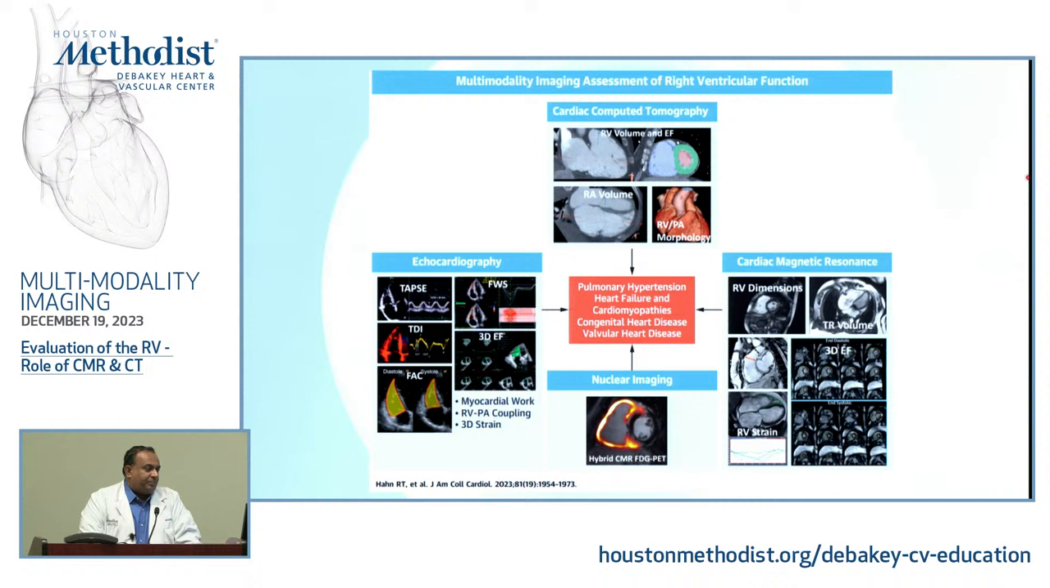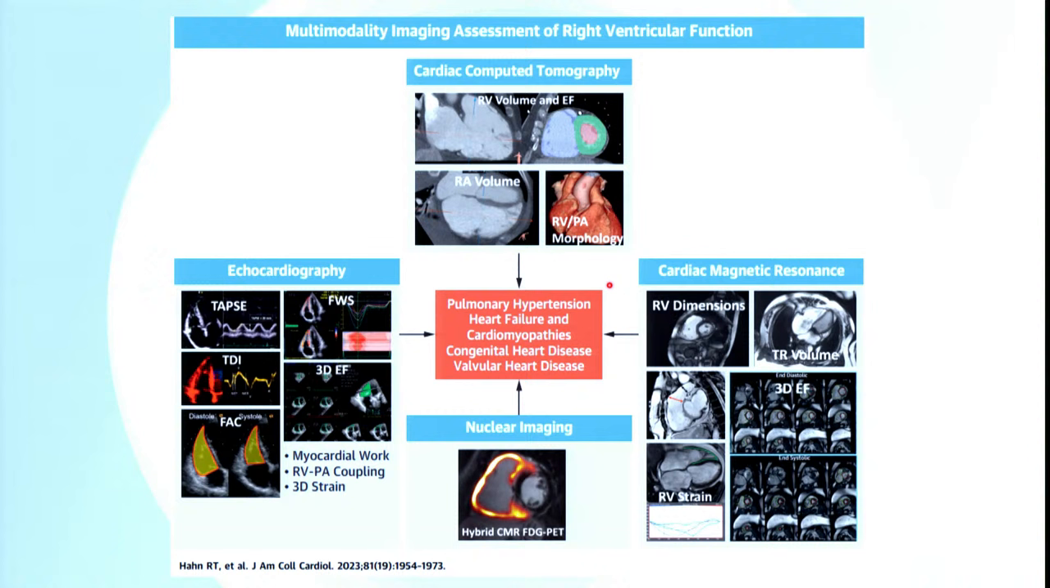Here's a nice figure that I borrowed from that paper. In the center, you can see these are all the different key pathologies for which it's extremely important to have a good look at the RV. That includes pulmonary hypertension, both right and left heart failure, different cardiomyopathies, congenital heart disease, and valvular heart disease. With CT, just like with MRI, if you have a retrospective gated scan and have all the cardiac cycles, you can get right ventricular volumes and ejection fraction. And then also it will delineate the anatomy very well to look at the relationship of the right ventricle with the neighboring structures, connections to the pulmonary arteries, especially in congenital cases.